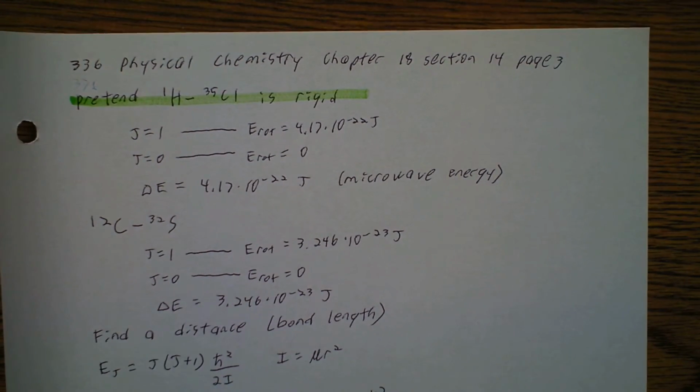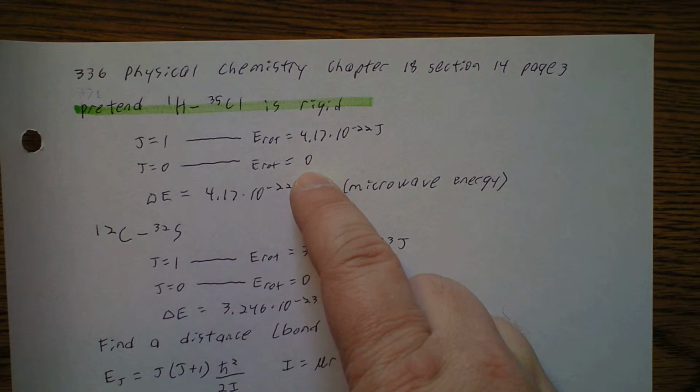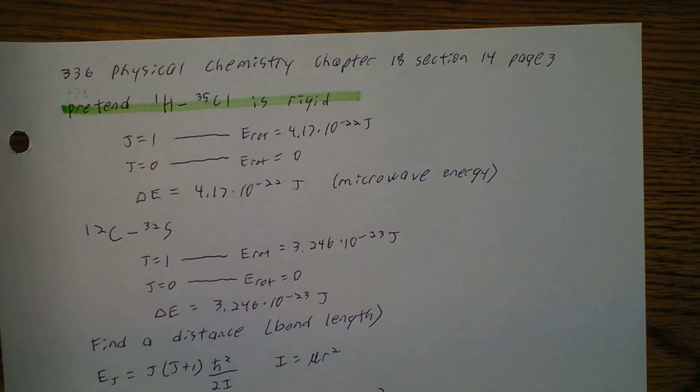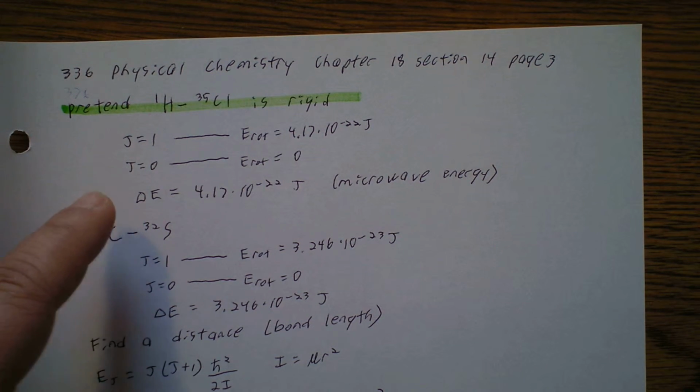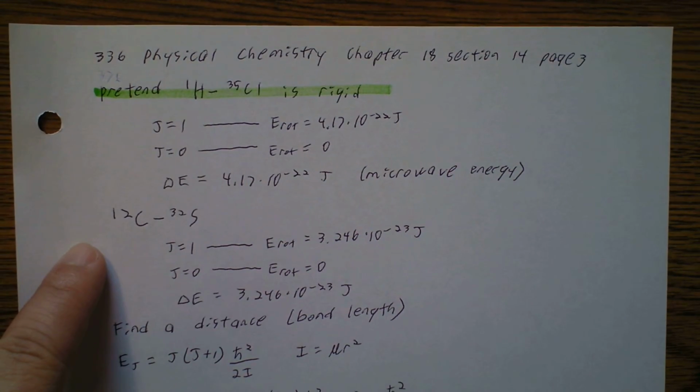Now let's talk about hydrogen chloride, and we're going to pretend it's rigid, which is probably wrong, but we'll pretend. If J is equal to 0, the energy of rotation is 0. For J equals 1, the energy of rotation is 4.17 times 10 to the negative 22 joules. So the change in energy between those two rotational levels is 4.17 times 10 to the negative 22 joules, and that's equivalent to microwave radiation.